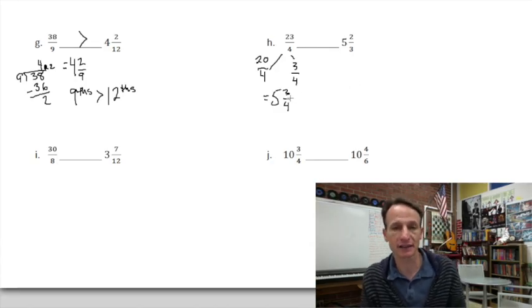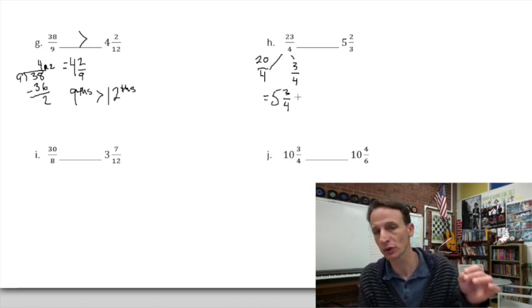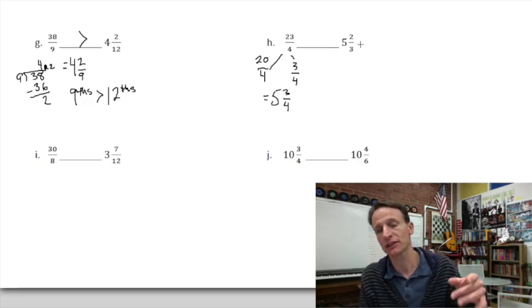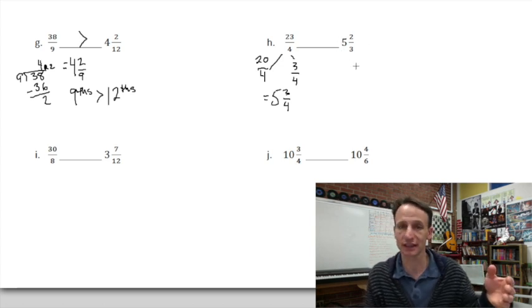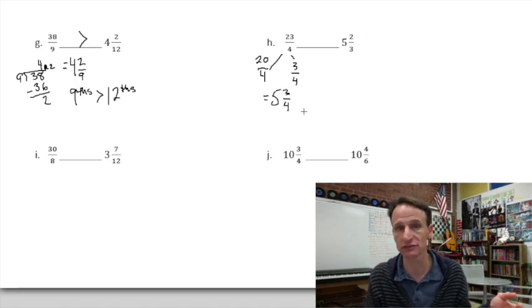We could say that they're both one slice of cake away from a whole cake, right? One more third, one more fourth would give us the whole cake. And because thirds are larger than fourths, this is a smaller number. So 5 and 3/4 is the larger one.